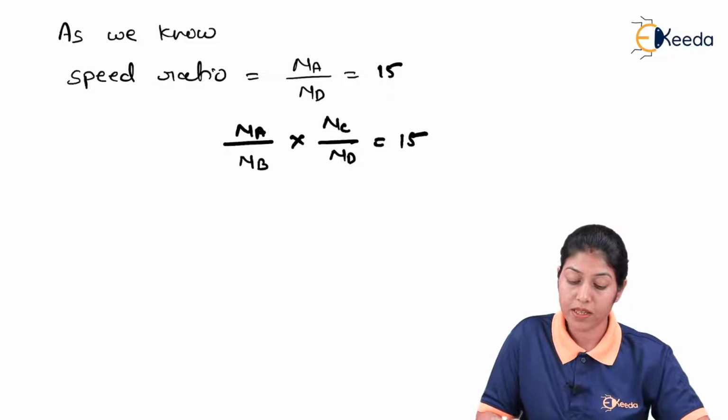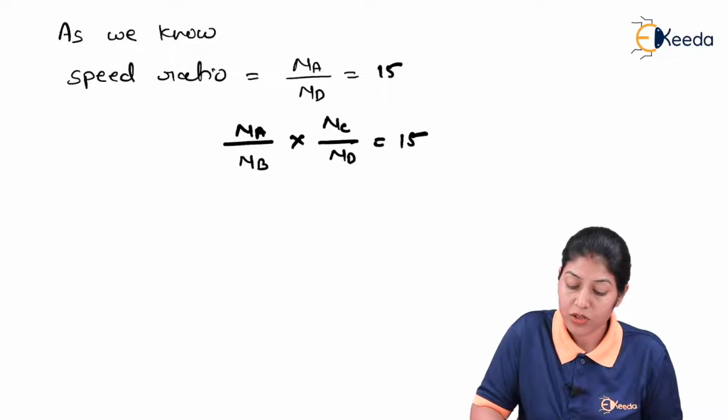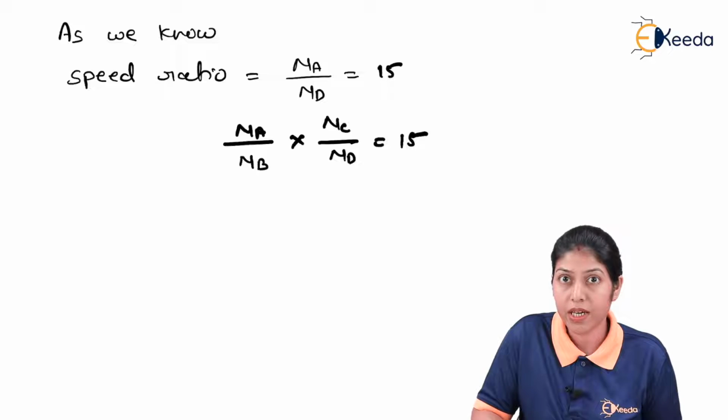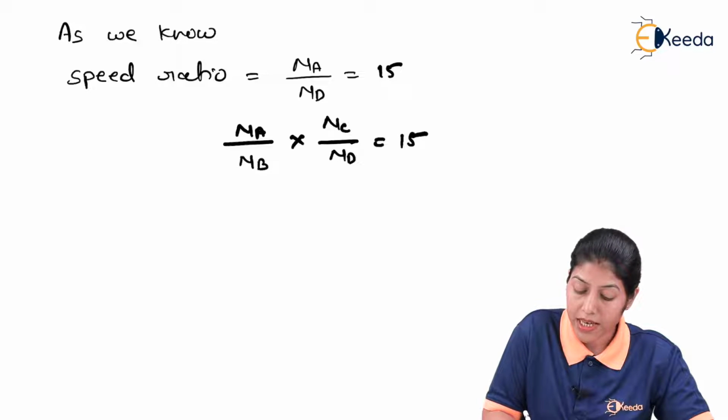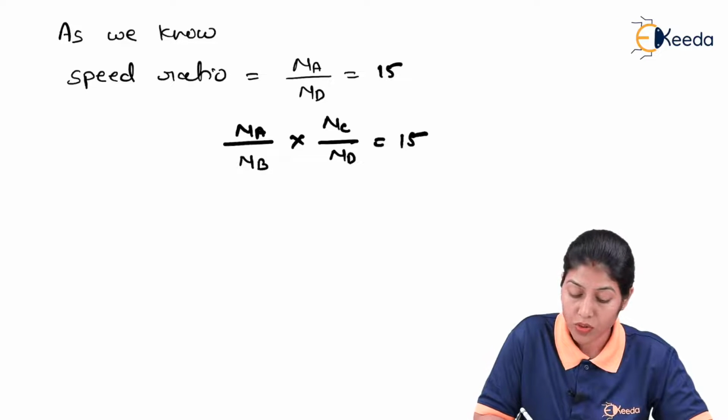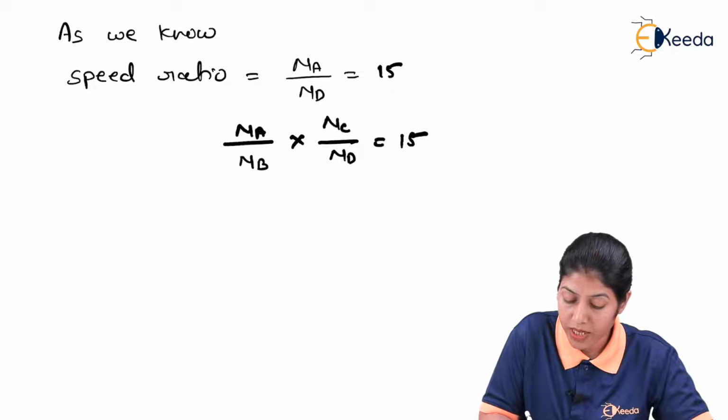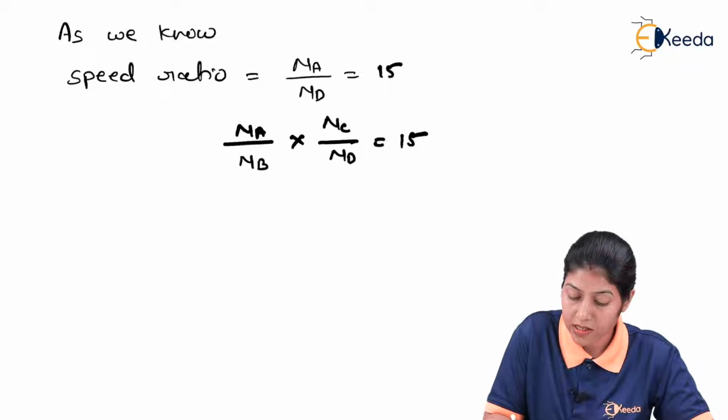Now if we simplify this term NA by ND, it will be NA by NB multiplied by NB by NC multiplied by NC by ND, that is equal to 15. B and C are mounted on the same shaft, so the speed of gear B and the speed of gear C we will consider the same. If we consider this value the same, it will be cancelled out, so we will get this same term.